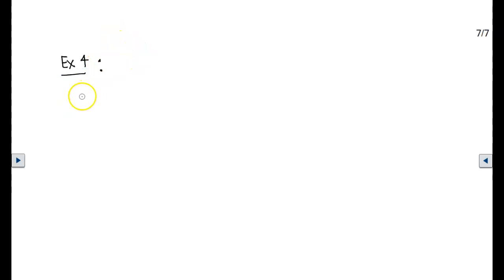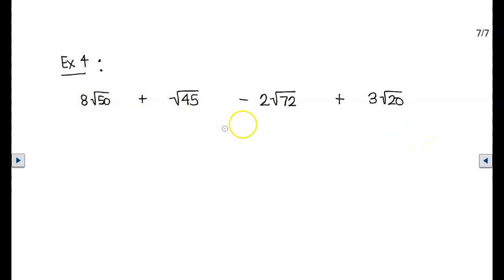All right, we're going to do 8 square roots of 50 plus the square root of 45 minus 2 square roots of 72 plus 3 square roots of 20. So notice I have 4 square roots. None of them are the same. So right now I can't add and subtract anything. So I'm going to simplify first to see if any of them turn out to be the same.